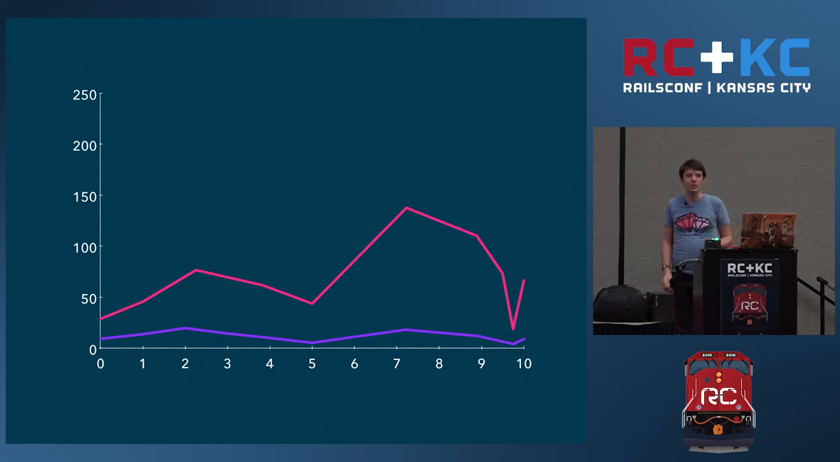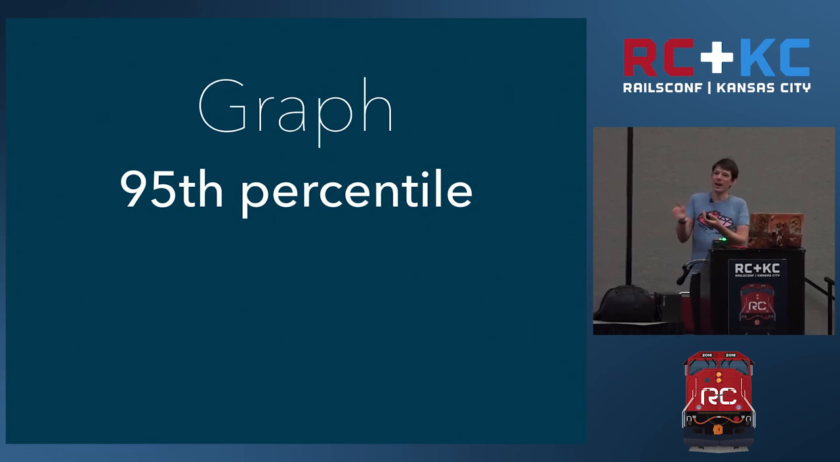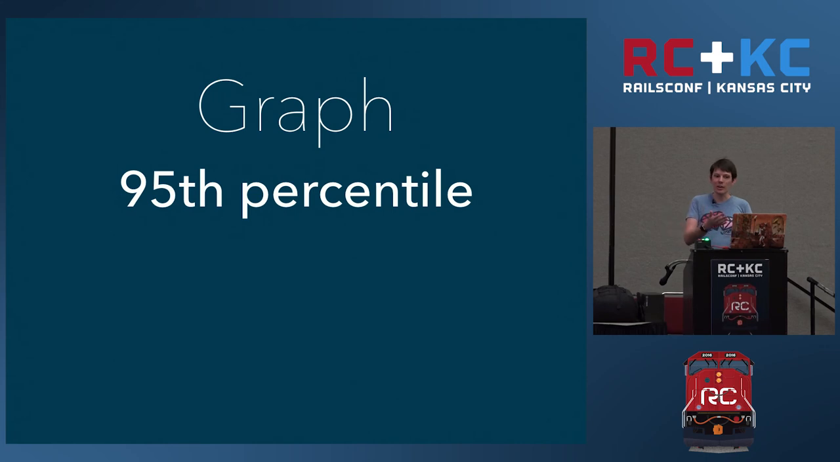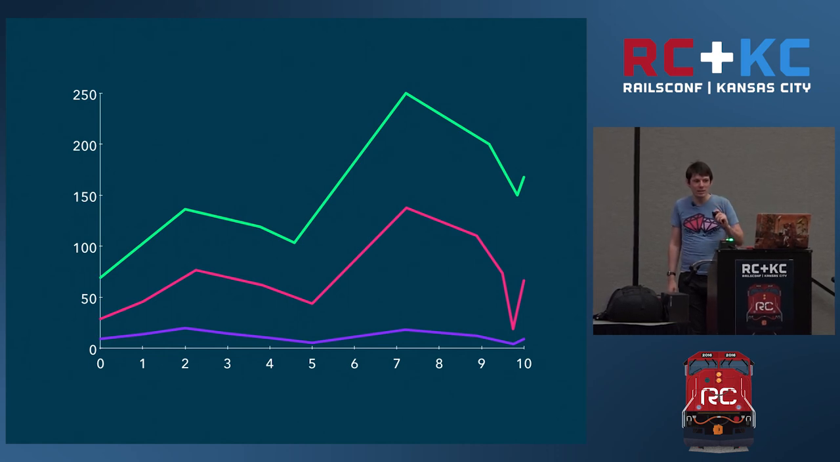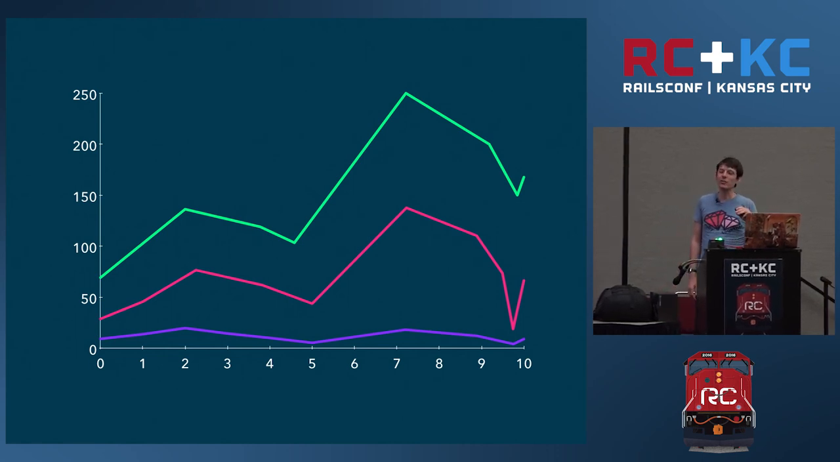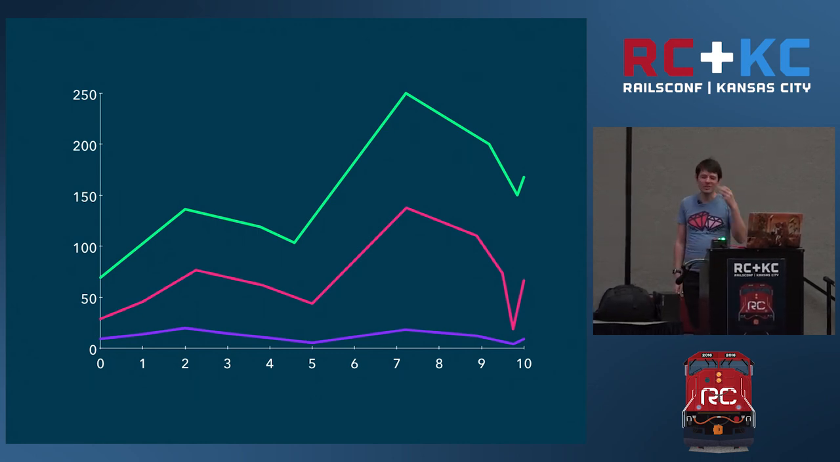The next thing you can do is graph other places. The median is the 50th percentile, right? Half is below, half is above. Start graphing the 95th percentile. 95% was below, 5% was above. Here you can see that the slowest 5% of requests got dramatically slower, more than 10 times slower than the median. And that's what dragged the average up.